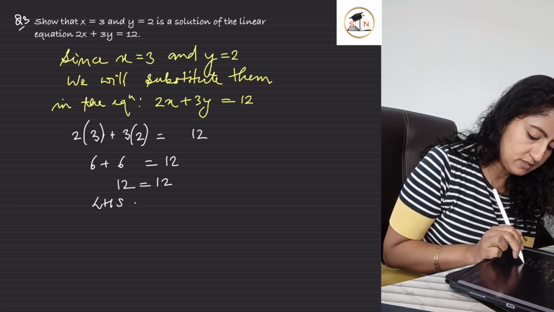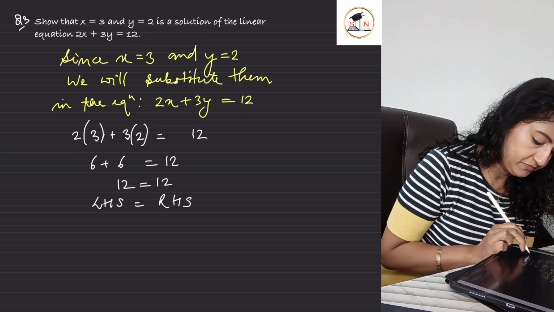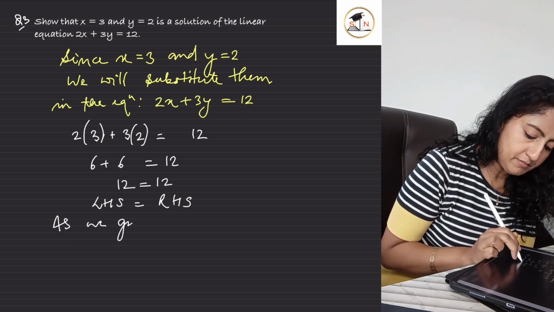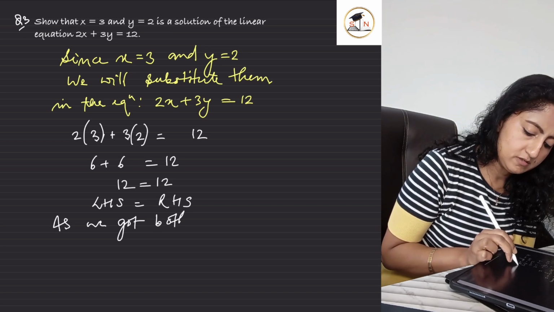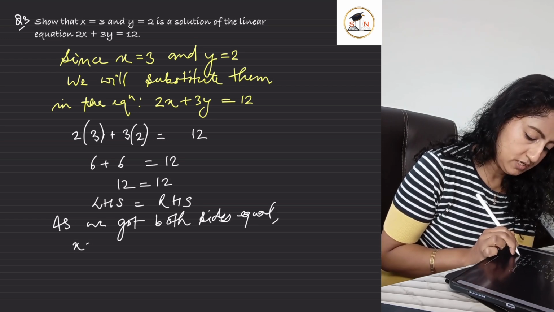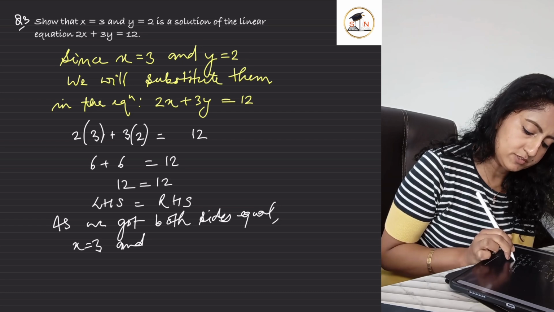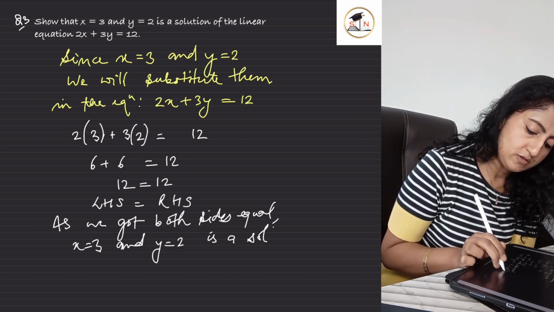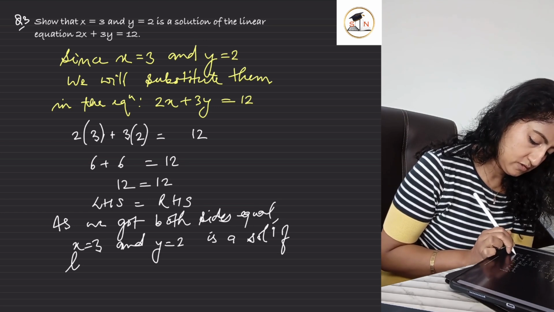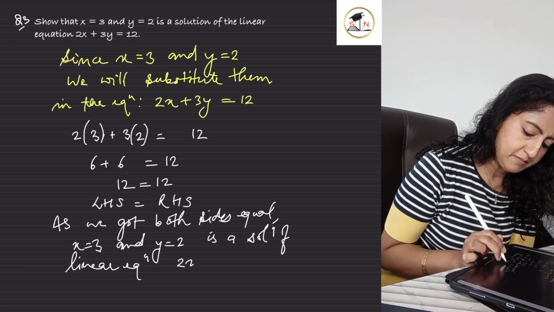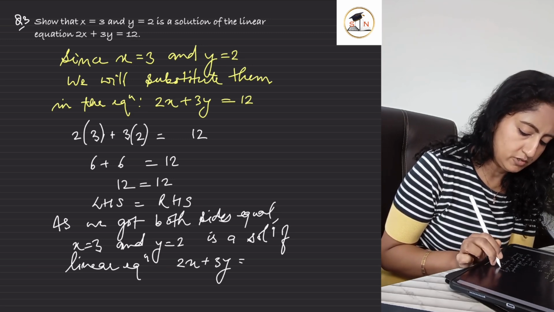LHS equals RHS, right? Now, as we got both sides equal, x equals 3 and y equals 2 is a solution of the linear equation 2x plus 3y equals 12.